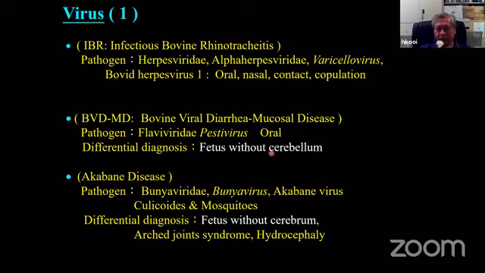Okay, this is without cerebellum. This is without cerebrum, that means the big brain. This is without the small brain. Okay, and arch joints, and of course they are transmitted by these Culicoides and mosquitoes.